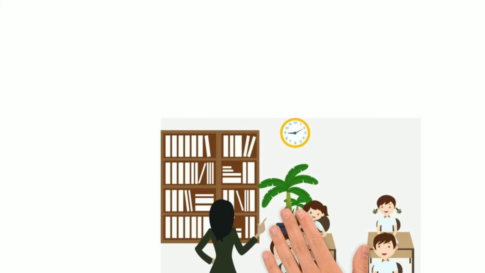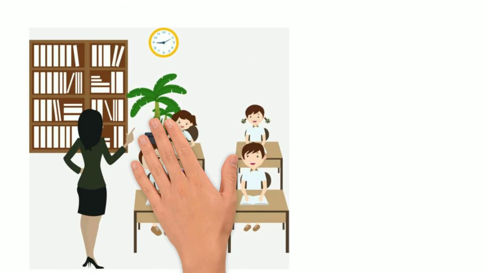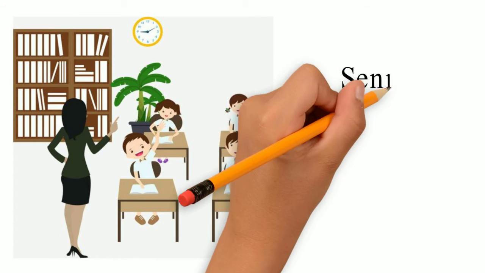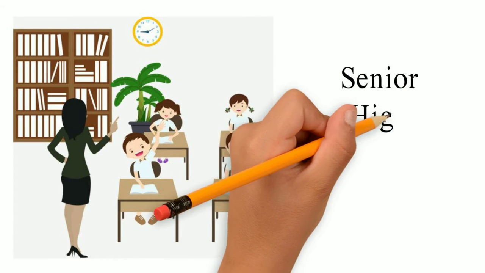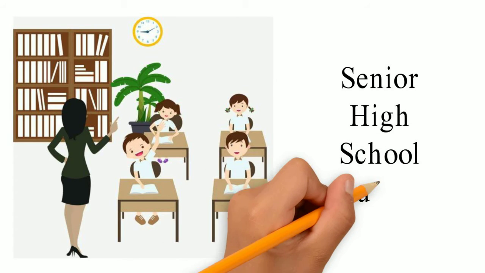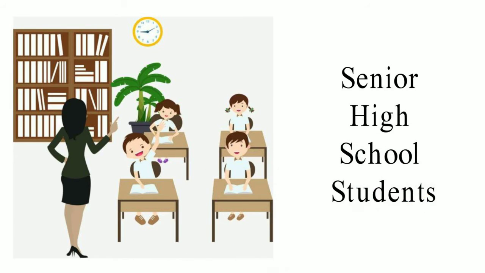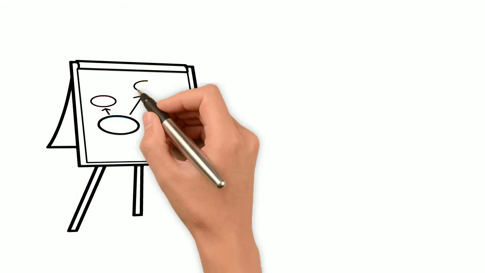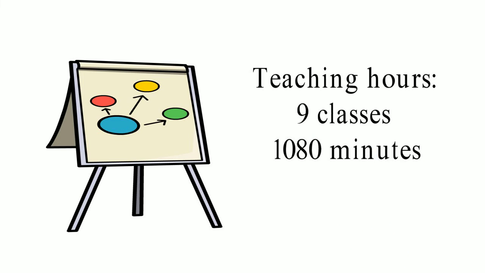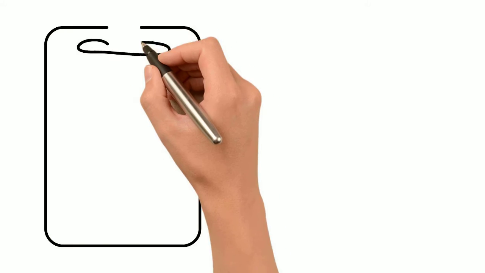First of all is the teaching target. Google Traffic Map forecasting teaching involves abstract thinking and logical concepts. It is recommended that the teaching target is senior high school students. Second is the teaching hours. I suggest the teaching hours should be 9 lessons and 1,080 minutes.